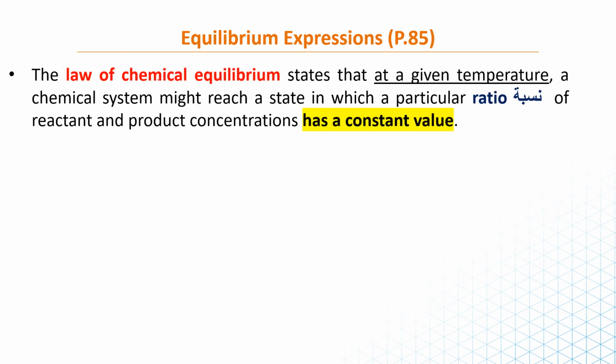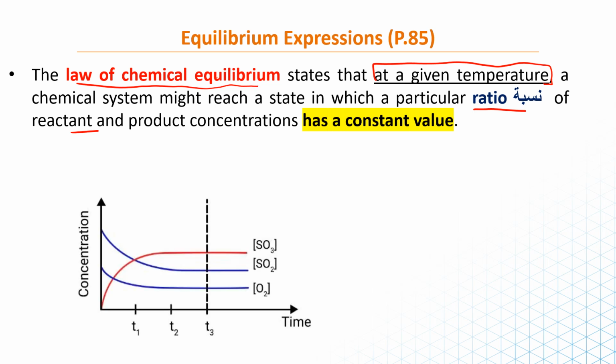So, the law of chemical equilibrium, اللي هي خاصية من خصائص chemical equilibrium, states that at a given temperature, يعني عند درجة حرارة معينة, a chemical system might reach a state in which a particular ratio of reactants and product concentrations has a constant value. يعني في نقطة معينة في التفاعل الكيميائي إنه نسبة المتفاعلات إلى النواتج تصير ثابتة. This is the law of chemical equilibrium. Okay?